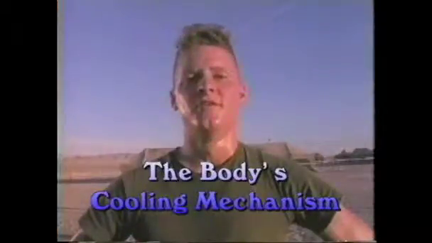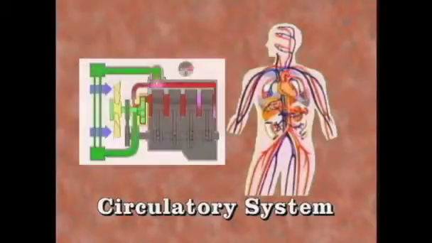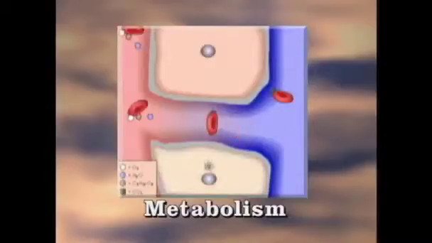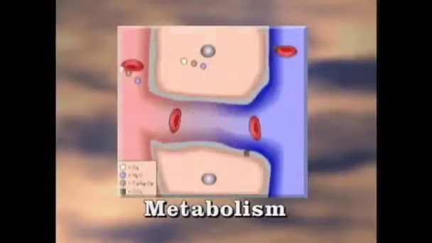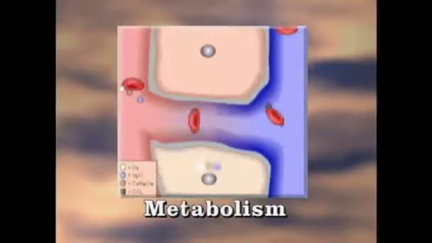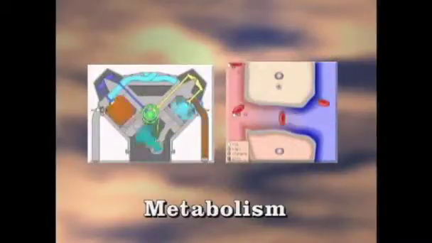Let's look at the cooling mechanism of the body and how it regulates body temperature. The primary cooling system of the body is the circulatory system. It acts very much the same as the cooling system of the engine in your automobile. Your metabolism has the function of burning fuel or nutrients and oxygen within your cells, which creates heat, much the same as the combustion inside your car's engine.